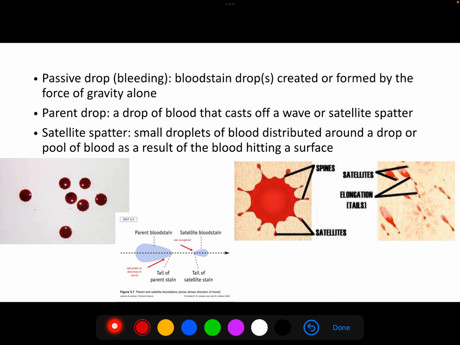There are also passive drops, which we tend to see when someone is bleeding and there's not necessarily a force applied. So these are bloodstain drops created or formed by the force of gravity alone. So this would be if you cut your finger and gravity is pulling blood droplets down and they hit the floor. With these, they do tend to be very circular because there's no force applied. It is not being flung off in a certain direction. Gravity is simply pulling it down.